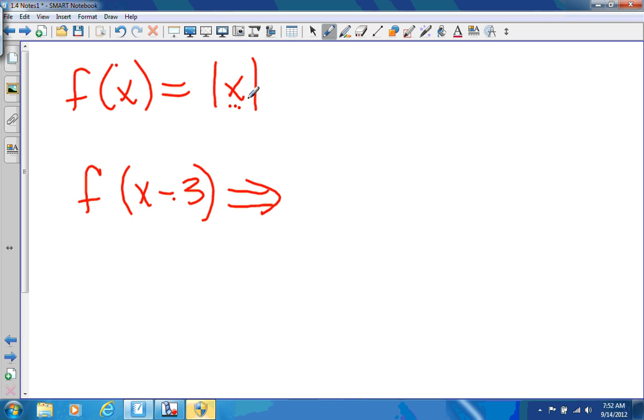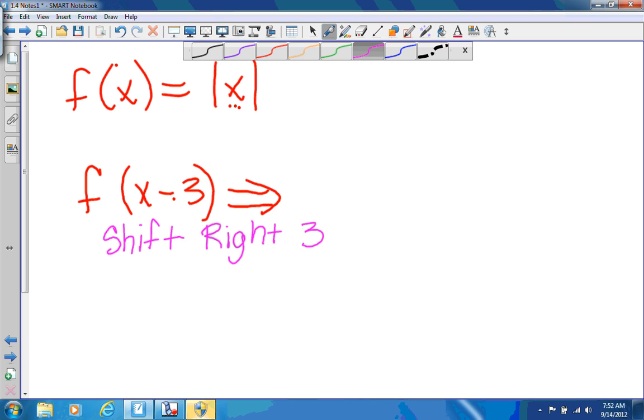If f of x is the absolute value of x, evaluate or find the function that is f of x minus 3. And if you recall from last year when we did these things in advanced algebra, when you have an x minus 3 and it's in the parentheses like this, this is going to shift our graph right 3 places. Because when it's with the x, it's the opposite. Now, if we were substituting x minus 3 into the function, it would become the absolute value of x minus 3.